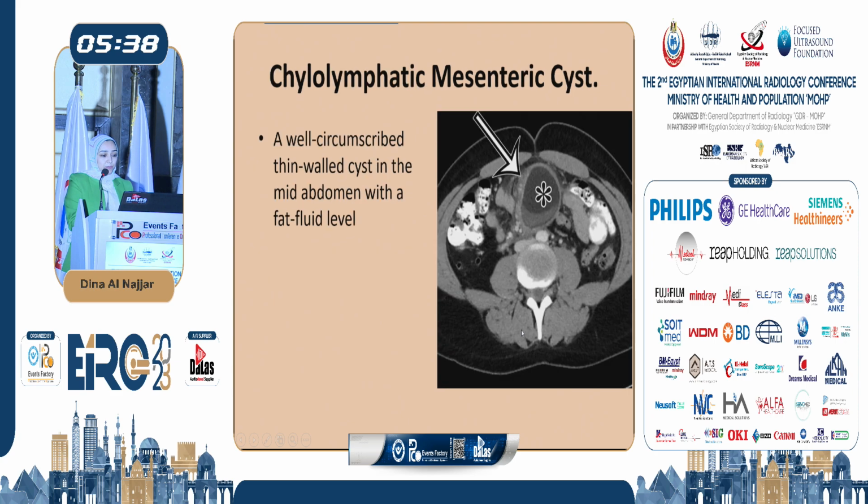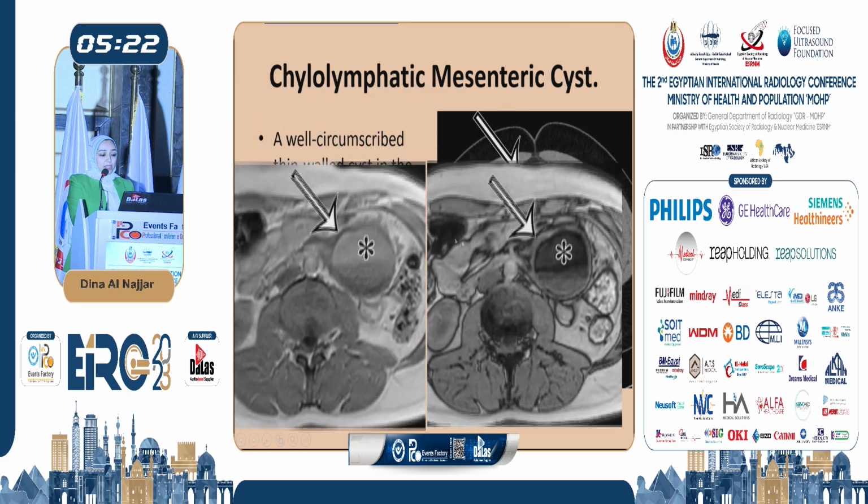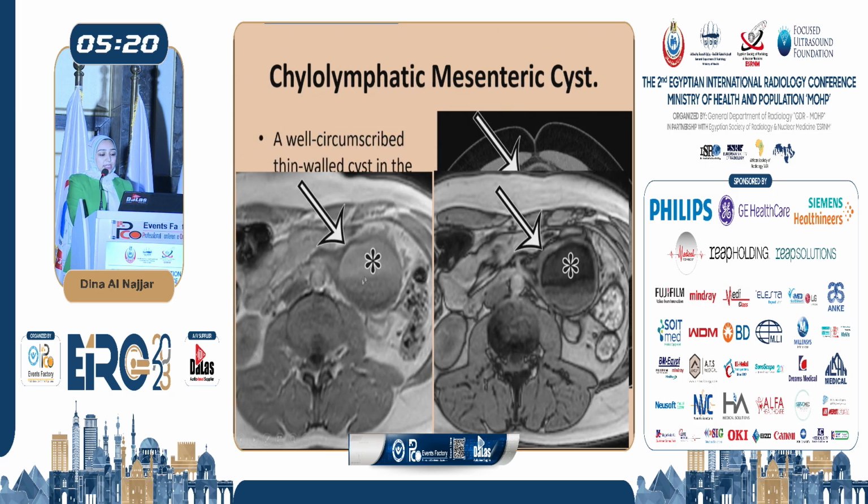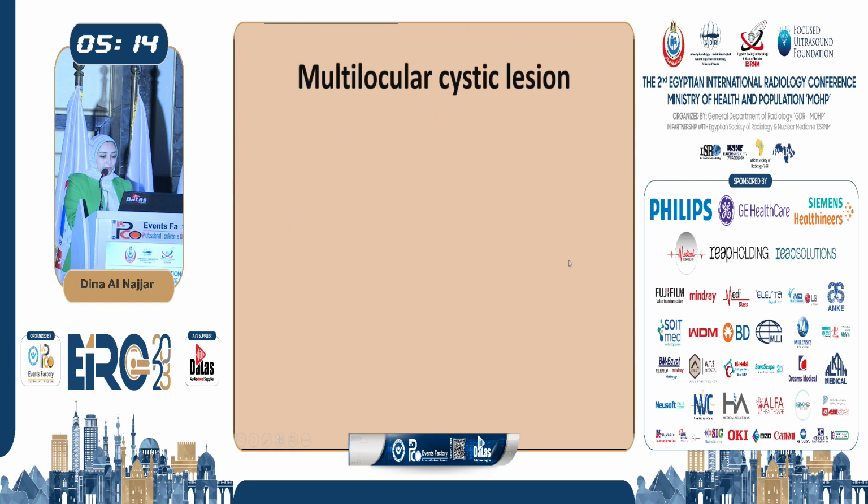This is a case of a chyliolymphatic mesenteric cyst. As shown in the CT, we can detect a fat density component within the cystic lesion, and there is evidence of a fat fluid level that can guide us to this diagnosis. On MRI, on T1 in phase, we see the fat component to be of hyperintense signal, and there is drop of this signal on the T1 out of phase.